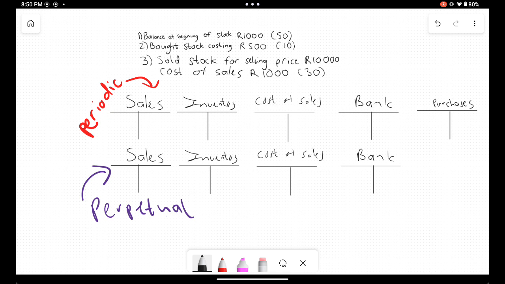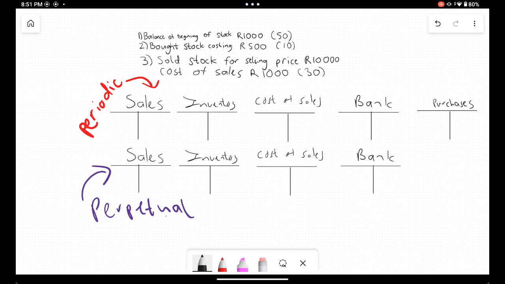Okay, so I'm going to go slow with this because I want you to get the whole system. Let's say the question wants you to do journal entries for these three transactions. Right, let's start with the periodic. Before I fill in the ledgers and do this whole system, I'm going to do the journal entries.